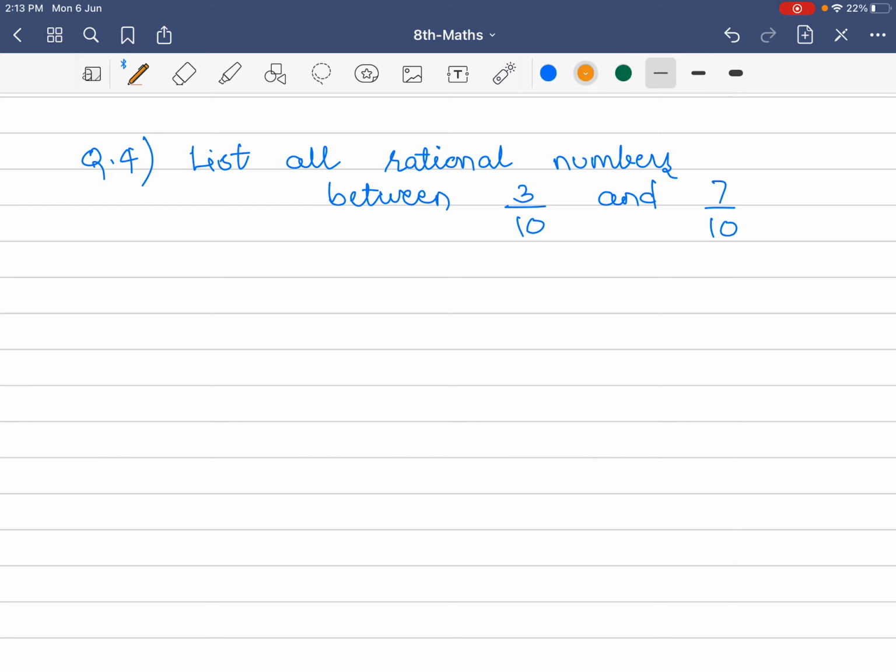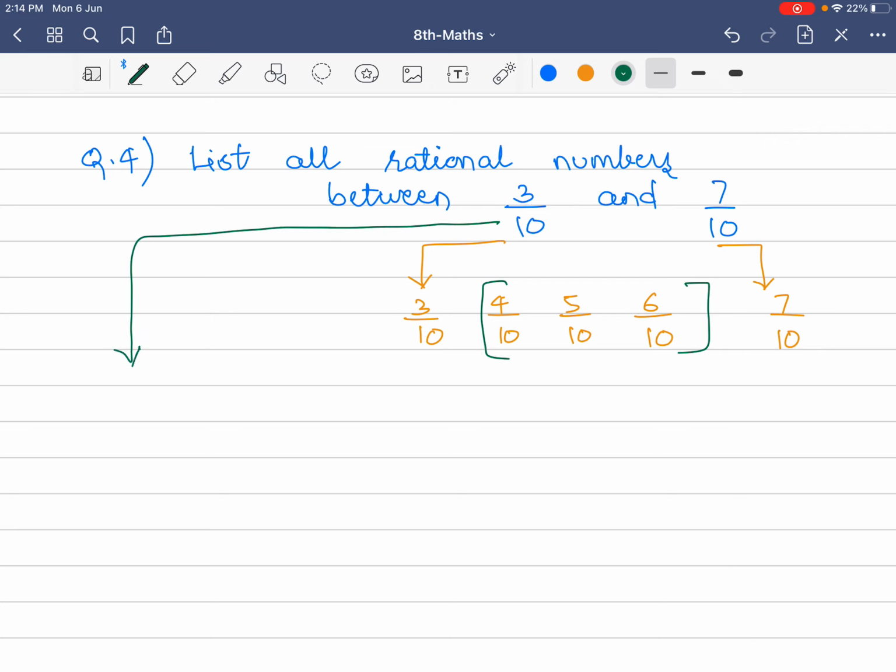Now, going by the intuition, if you note down 3 by 10 and 7 by 10, the rational numbers that exist between these two are 4 by 10, 5 by 10, 6 by 10, and then comes 7 by 10. So you might say that yes, there are 3 rational numbers between 3 by 10 and 7 by 10. However, that is incorrect, because 3 by 10 can also be written as 30 by 100.